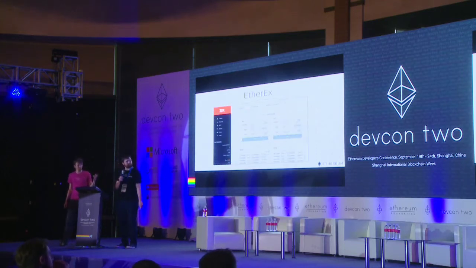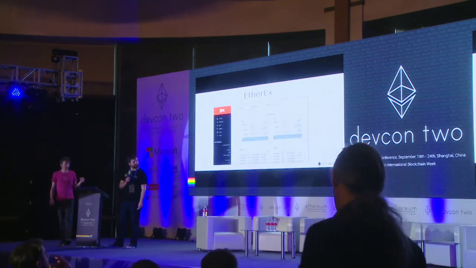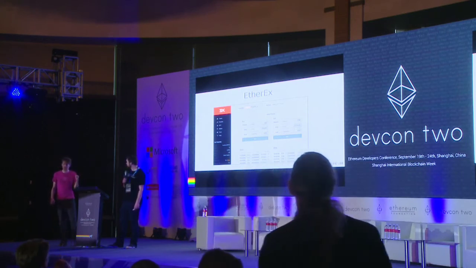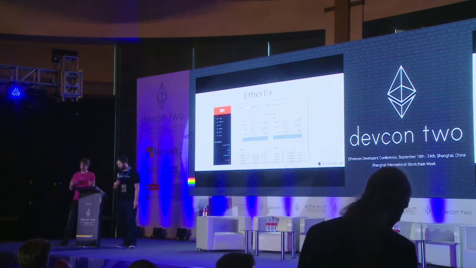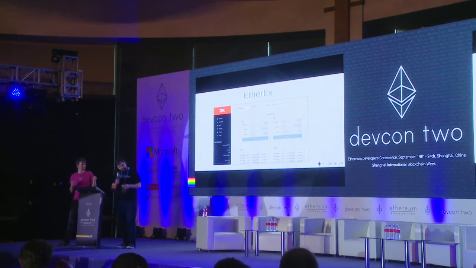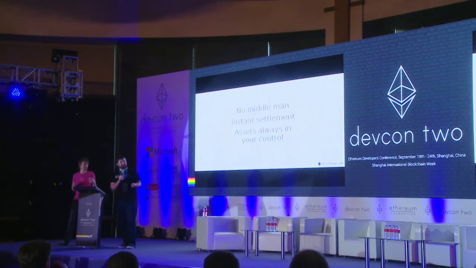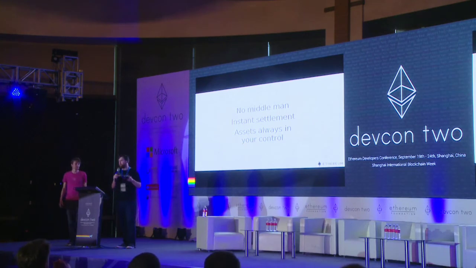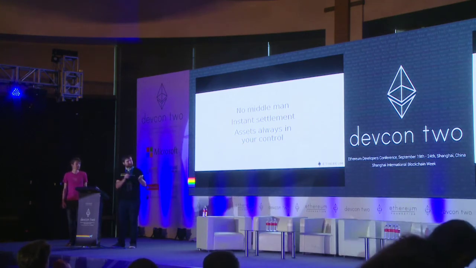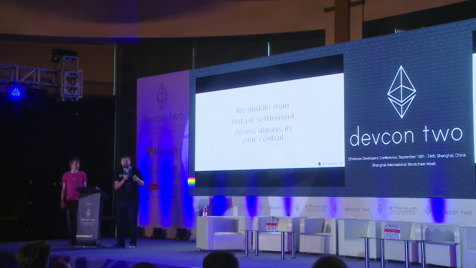One of the cool things that these kinds of standards enable is this, which is a completely decentralized exchange where you can trade token pairs on the Ethereum blockchain. Why would we want something like EtherX? The reason is it doesn't have a middleman. It's instant settlement, or pretty close to instant settlement, and you control the assets.